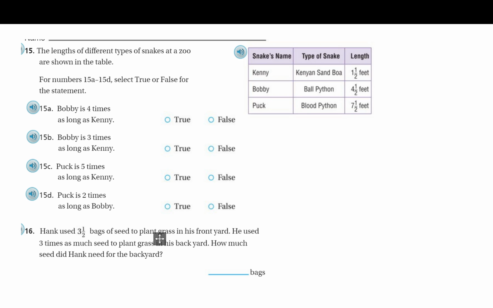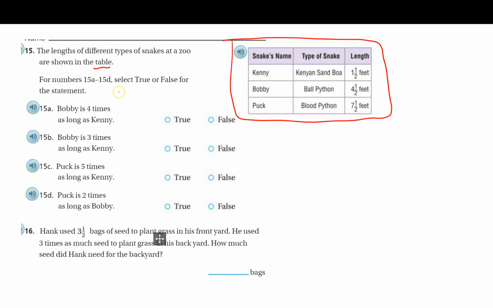All right, we're on the Chapter 8 test review. We're looking at problem number 15. Let's get started. The lengths of different types of snakes at a zoo are shown in the table. The table is right here, so we're going to be using this information: the snake's name, type of snake, and the length of the snake.